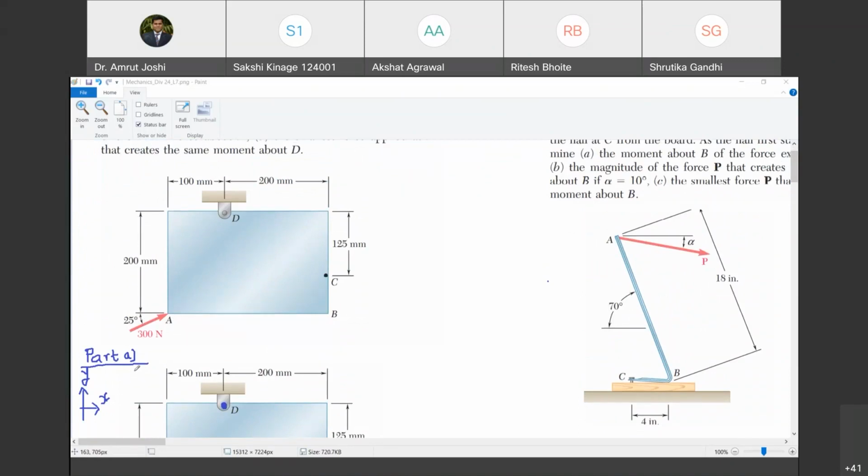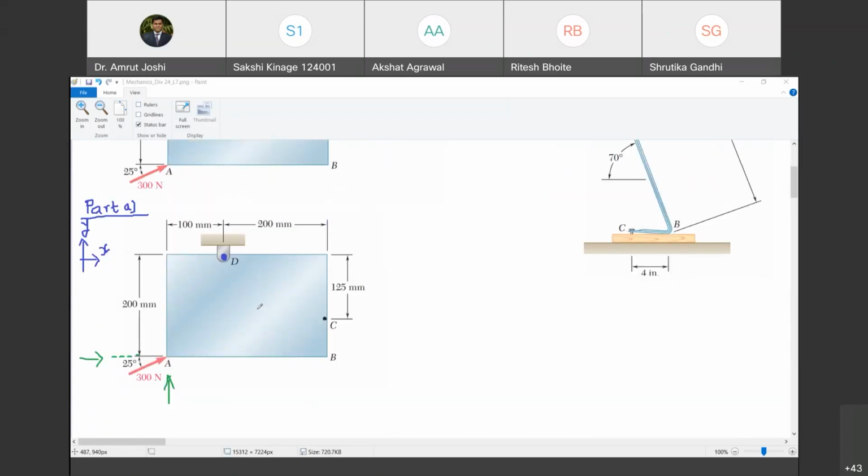And then we will compute the moment of those components at point D. We will add the moments due to both the components, and then that is the moment of the 300 Newton force. Are you with me? Yes, sir. Okay, so let us choose our reference directions. I am going to call the line parallel to AB the x-axis, and the line perpendicular to AB I am going to call the y-axis. Are you with me? Okay, sir.